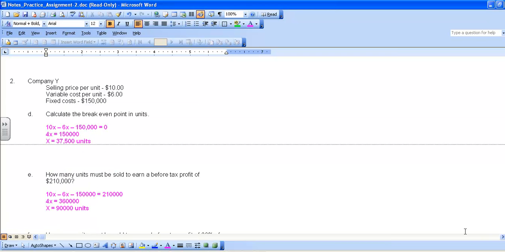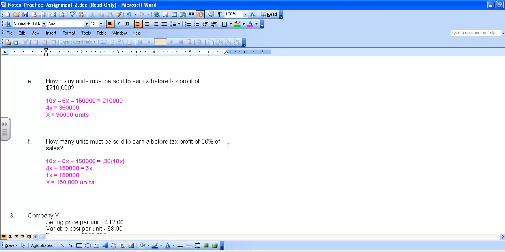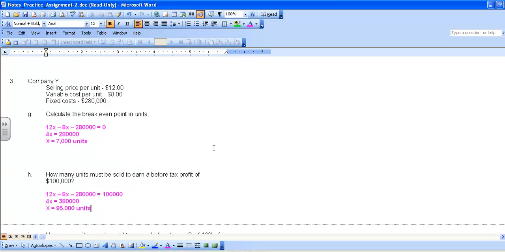All right, I hope you've had a chance to do the answers for company Y and company Z. So I'm just going to quickly scroll through the answers. The break-even point for company Y is 37,500 units. To earn a before tax profit of 210,000, we have 90,000 units. And to earn a before tax profit of 30% of sales, we need to sell 150,000 units.